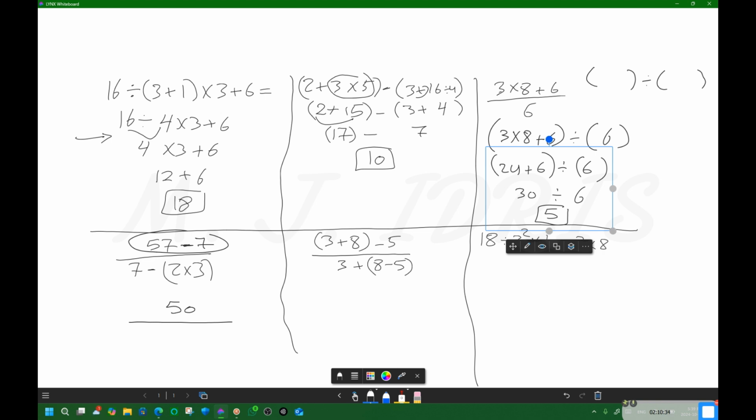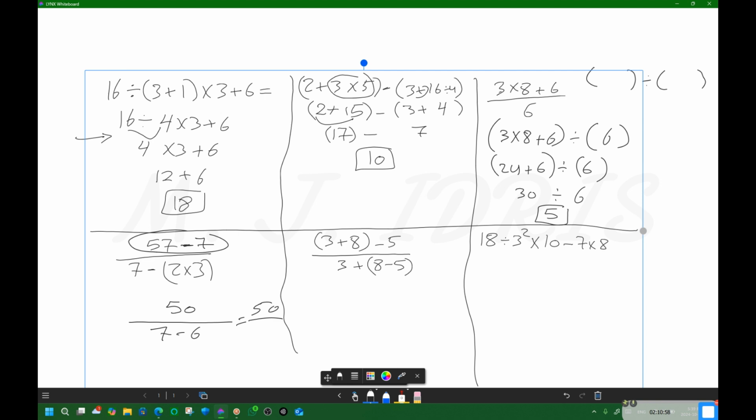As for the denominator, I have two operations, subtraction and multiplication. Starting with the multiplication because it has brackets and because it has higher priority. 2 times 3 is 6, so 7 minus 6. After that, equals 50 over 7 minus 6, which is 1. 50 divided by 1 is 50.